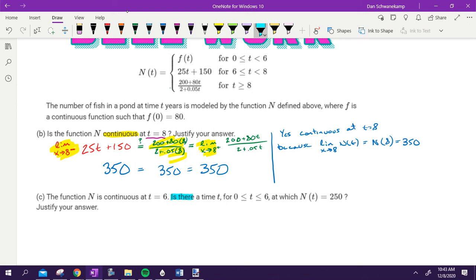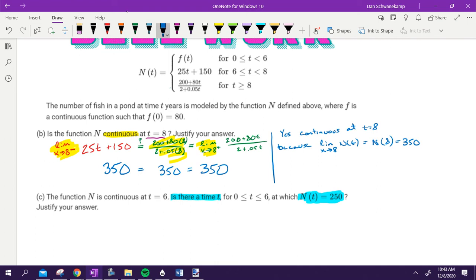So is there a time? That is the question. I want to know, is there a time where my value is equal to 250? Is there anything we've done all year where we were trying to decide, is there going to be a time where this is true, and it's going to be equal to a value? This is an IVT question. You're trying to decide, am I going to hit a value? That is IVT all day long.